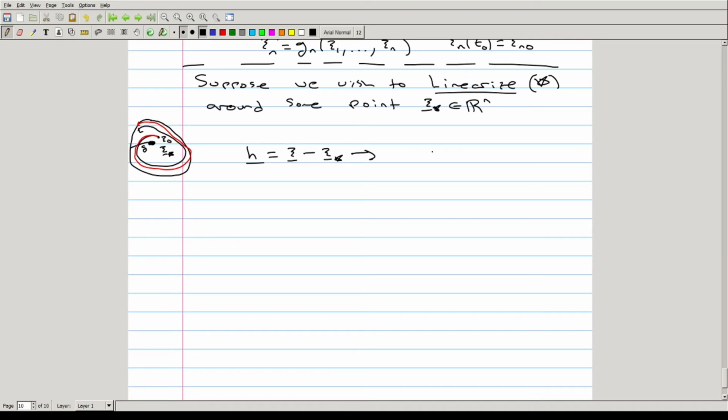Remember, this is the same thing as saying that xi is equal to xi star plus h, and h in general will depend on t, just like xi depends on t, but xi star is a fixed point. Well, if we differentiate this relationship, we get that h prime is equal to xi prime minus 0, because xi star is fixed, which is g of xi, which in terms of h is g of xi star plus h.